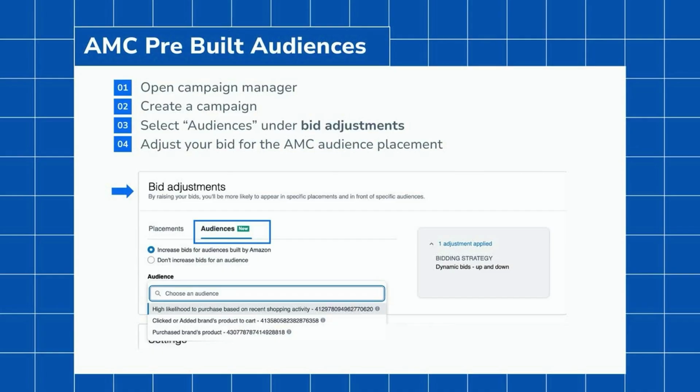So when you go to audiences, you're going to see right now 3 pre-built audiences directly in your advertising console. You have an audience that is highly likely to purchase based on their recent shopping activity. Think about that. Amazon can say, hey, I only want to target people who have a higher likelihood of purchasing because I know they've been doing research in the category.